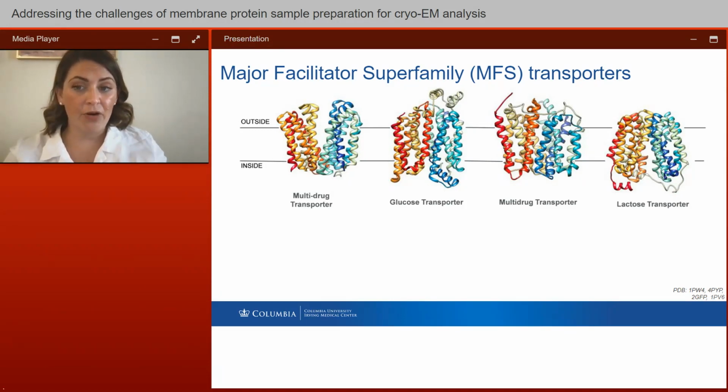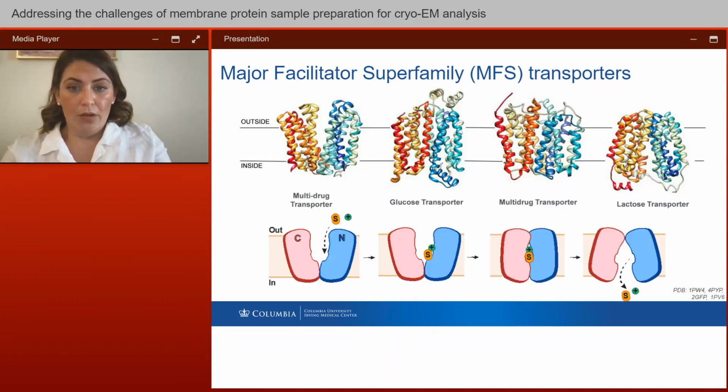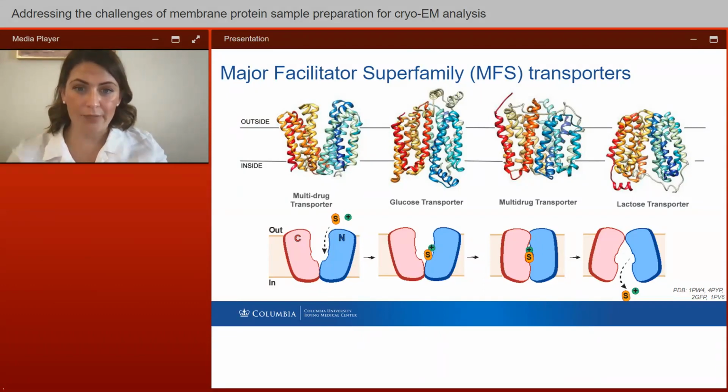As the name implies, MFSD2A is a member of the major facilitator superfamily, or MFS, of transporters. And we're really lucky that there are a lot of crystal structures of members of this transporter family that have taught us a lot about the mechanism that they use to shuttle solutes across the membrane. So we know that they are typically made up of 12 transmembrane helices, separated into 2 6-helix bundles, the N-terminal domain in blue and the C-terminal domain in red, and that they use what's called a rocker switch mechanism to shuttle substrates across the membrane.